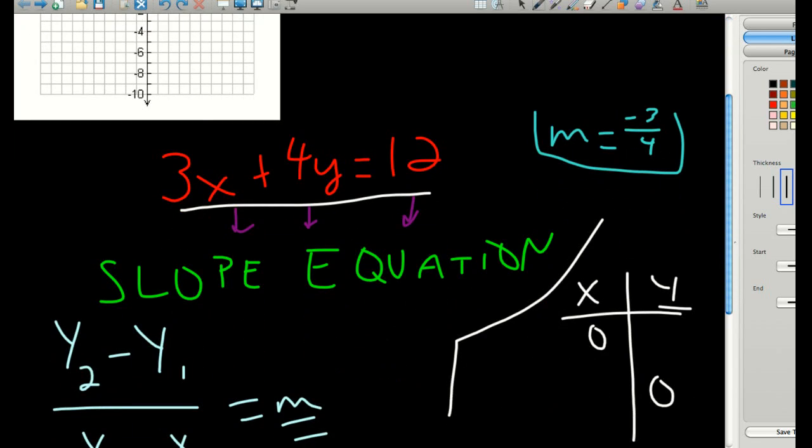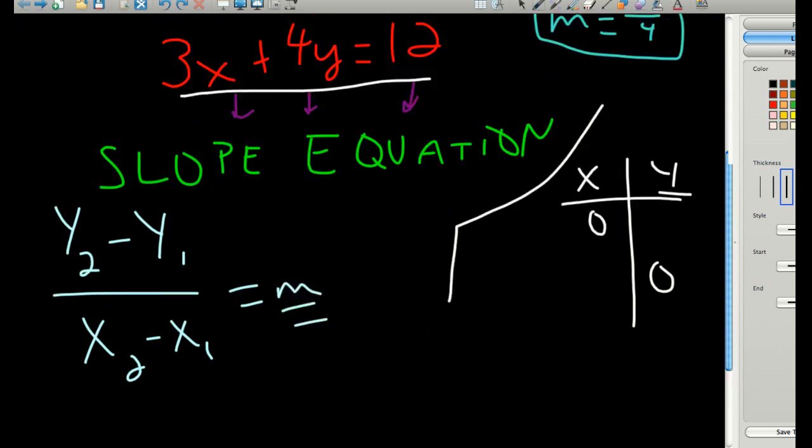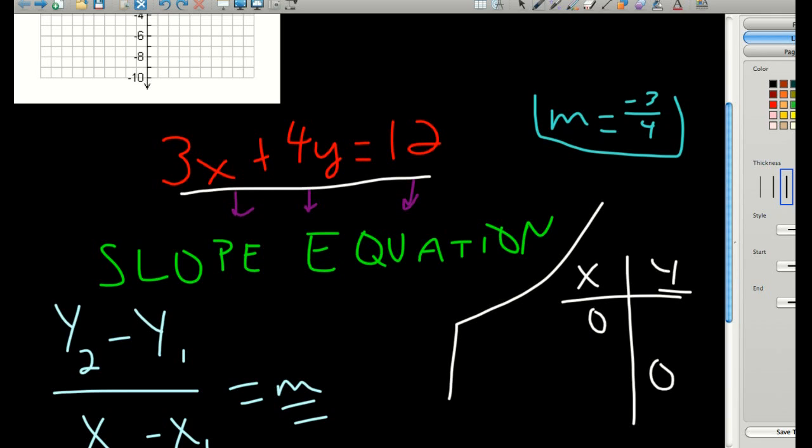So anyways, when x equals 0, we can ignore x, so 4y equals 12. I'm hoping you can do this in your head by now. Y would equal 3, because 12 divided by 4 is 3. 4 times 3 is 12. That's correct. Now when y equals 0, we can ignore y because it's going to cancel out. So we have 3x equals 12, and divide both sides by 3. That equals 4. So we already have two points that we can use.